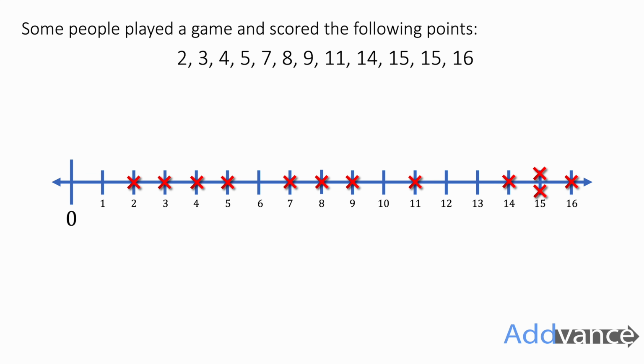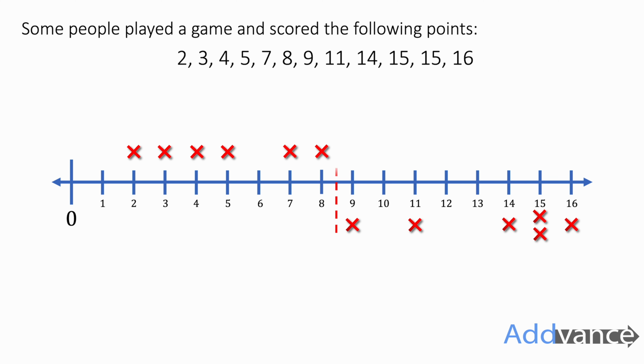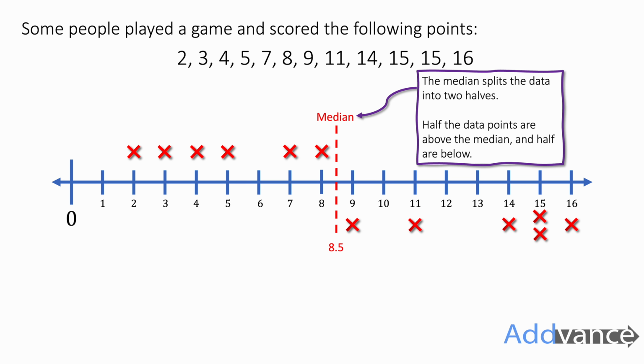Here is the data on the number line. And we can split it into two equal parts, and halfway between those equal parts is the median. The median is a number that splits the data into two equal parts, where half the points are below the median and half the points are above the median.